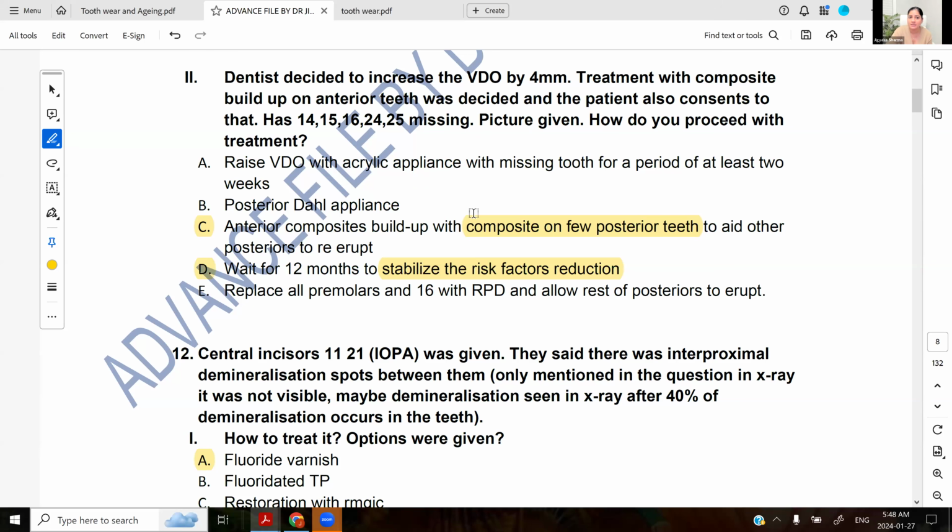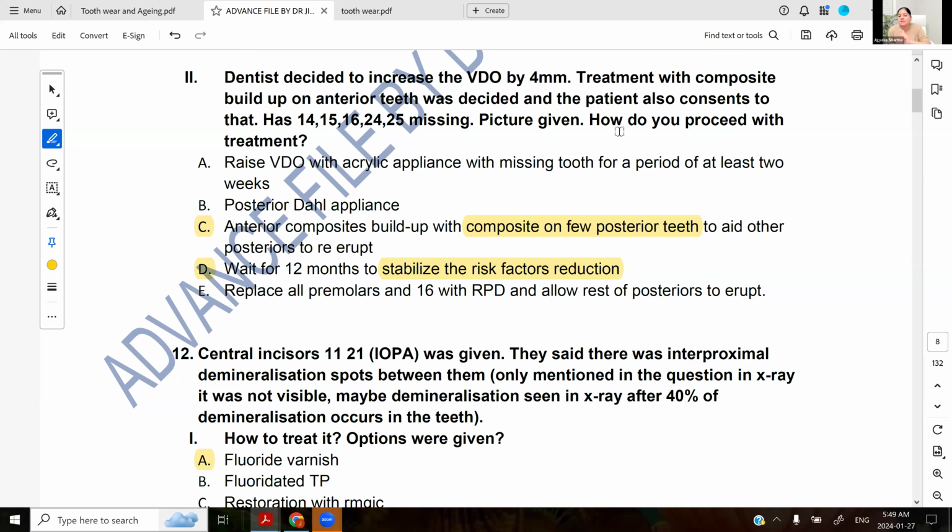There are certain missing teeth as well. The premolars and the first molar here in the maxilla are missing, right? Do you see the presentation? There is also attrition and erosion in the anteriors. Anteriors are collapsed, posteriors are also collapsed, and certain posteriors are missing as well. With 4 mm bite loss, what do you have to do? You have to raise the bite and gain the clinical height. You have to increase the vertical dimension by 4 mm, right?